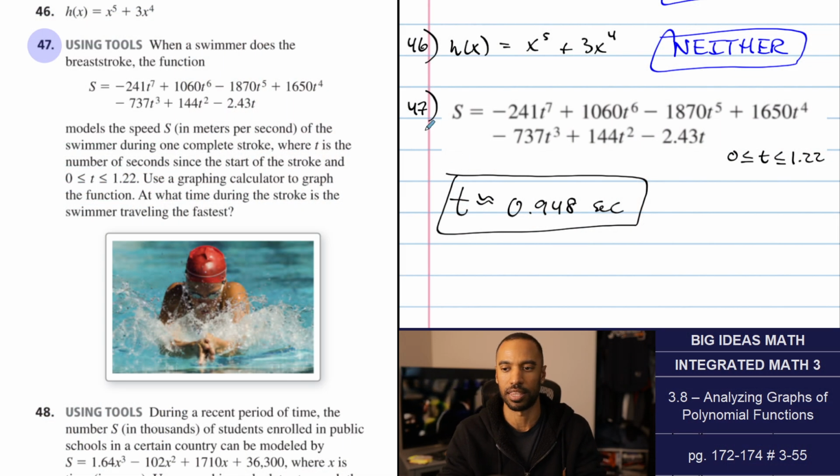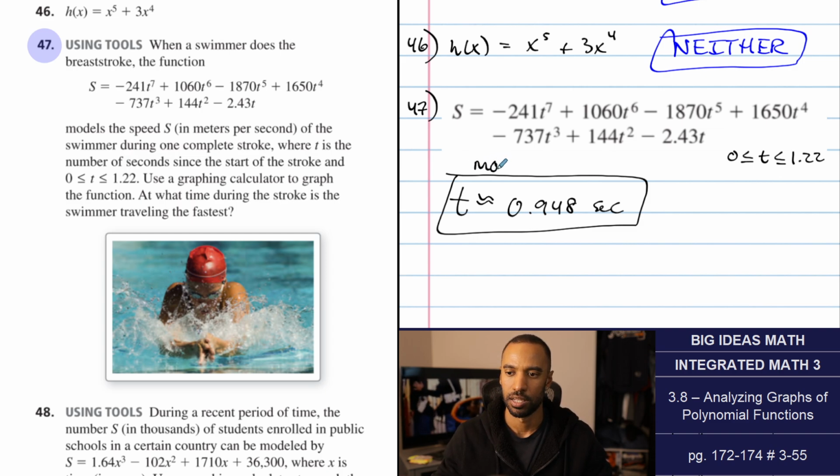At what time during the stroke is a swimmer traveling the fastest? They didn't ask for the speed. The question is t. The time is about 0.948 seconds. Maybe 0.95 seconds if they were using it like a stopwatch or something like that. We'd probably instead say that. This is the max speed. This is time of max speed.